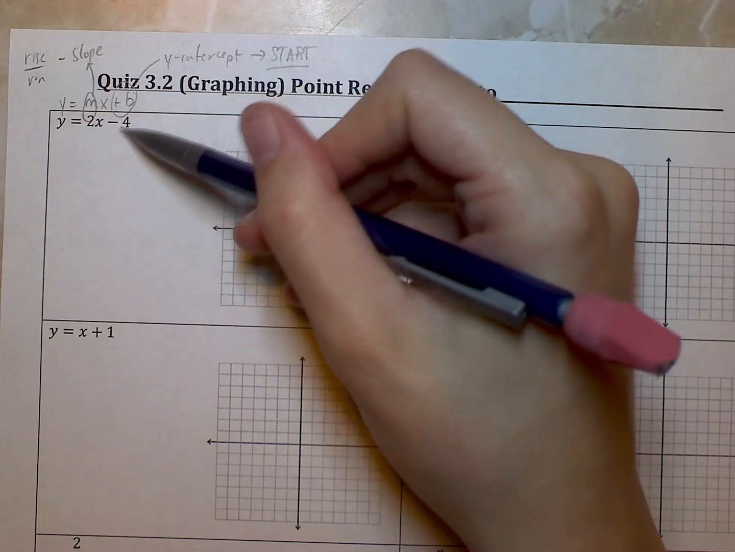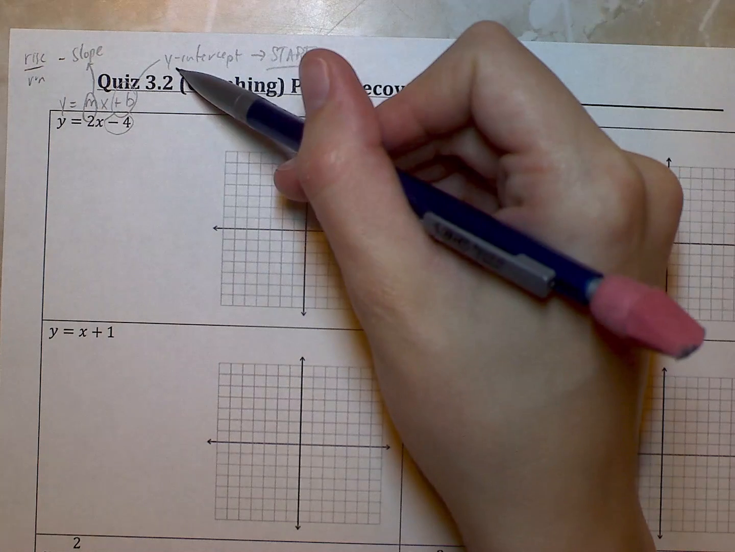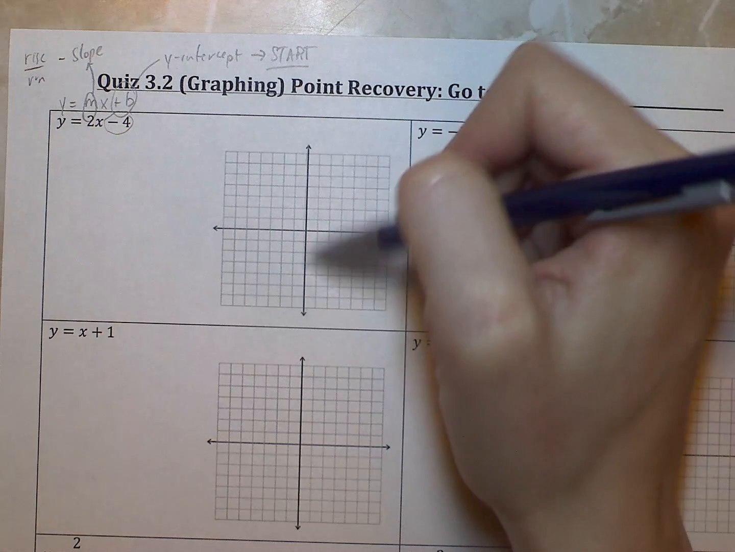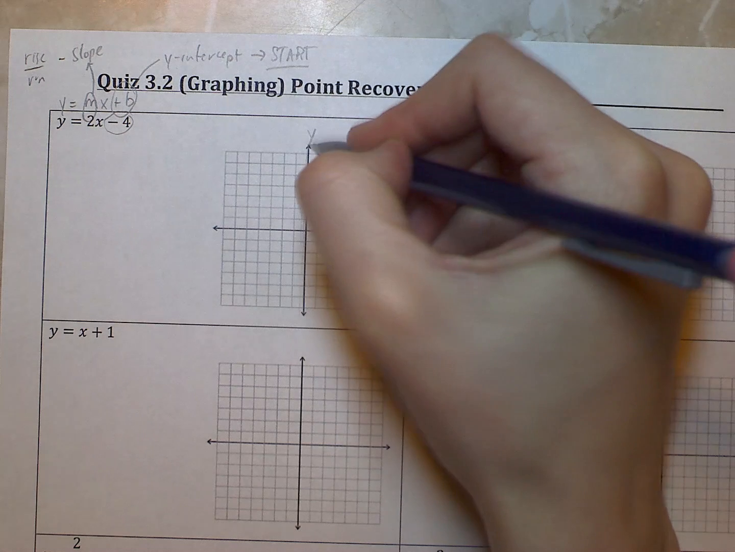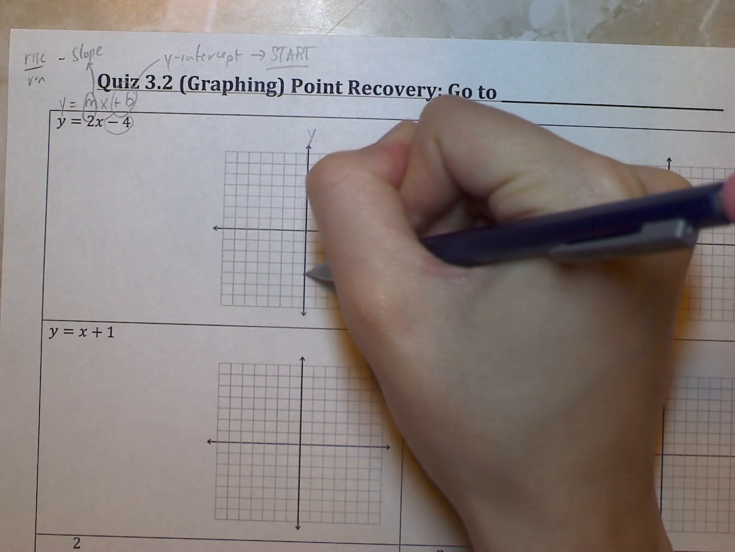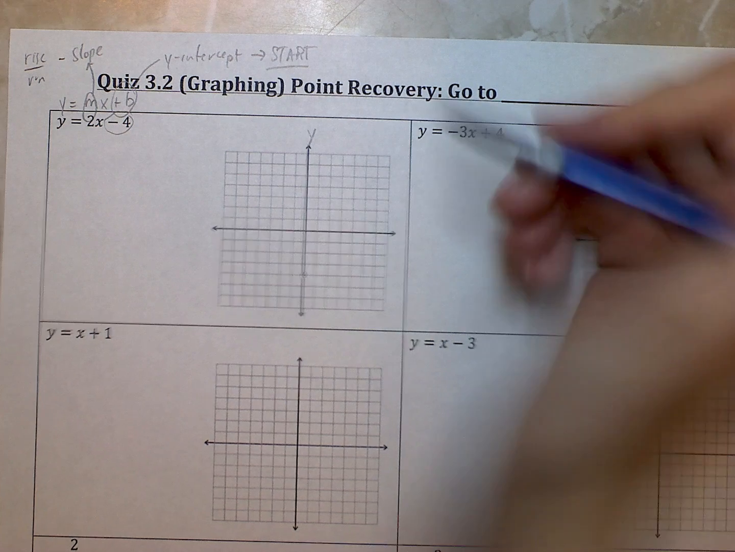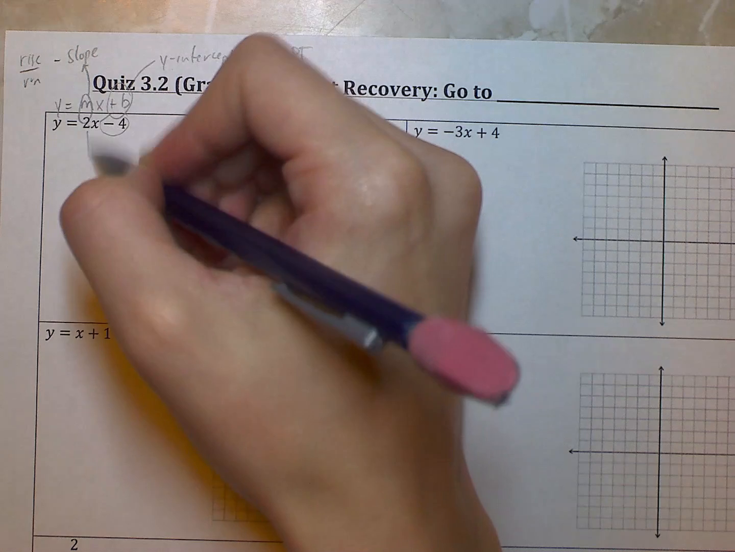So let's start with this equation. This tells me where to start, -4. Now it's the y-intercept. So it says, where does this line hit the y-axis? This is the y-axis, the up and down axis. So I'm going to go down to -4. I start there. And then this tells me my slope, my rise over run.